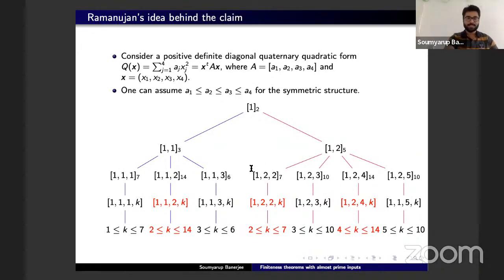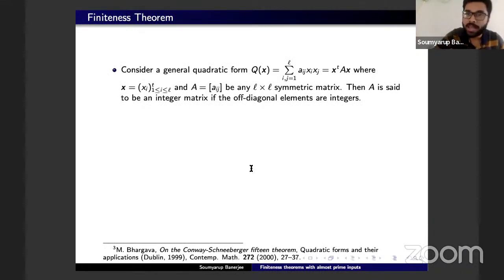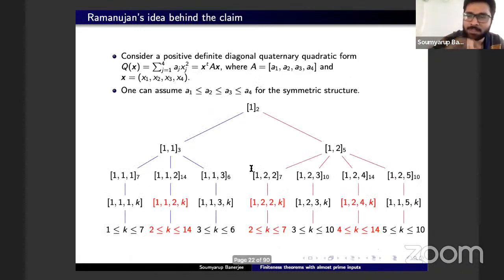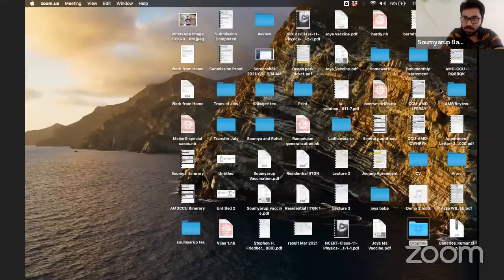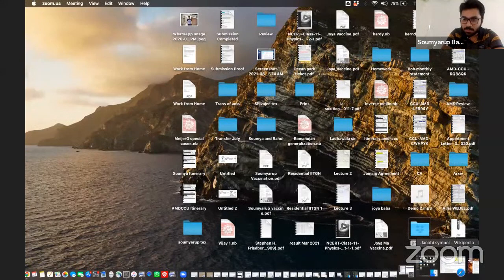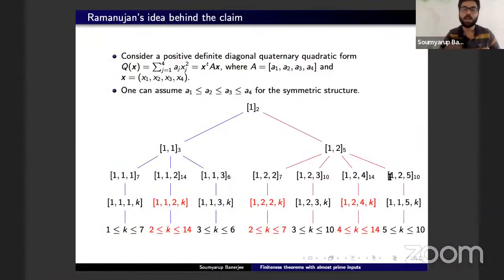Okay, so let us now move on. Any question here about this tree? Okay. Sorry, I could not see the chat box. Okay, so let me move on to the next slide.